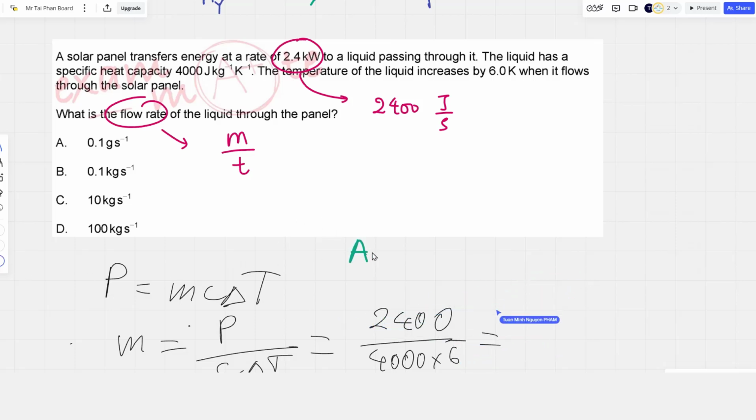Assume that the time is 1 second. Every 1 second we have this amount of energy, 2,400 joule. Joule per kilogram Kelvin, and 6 Kelvin increase. Yeah, this is the increase in temperature, delta T.